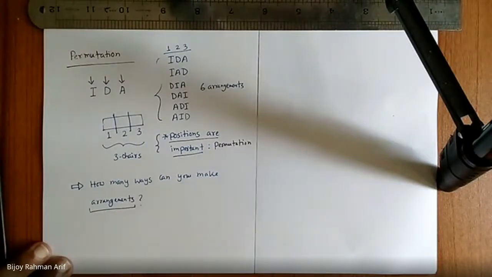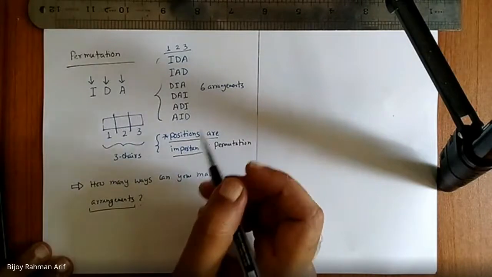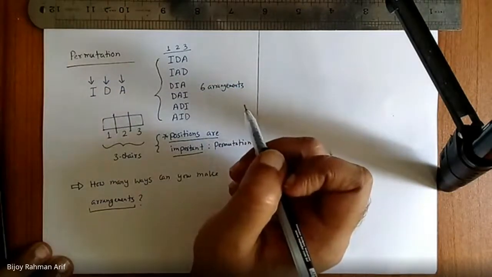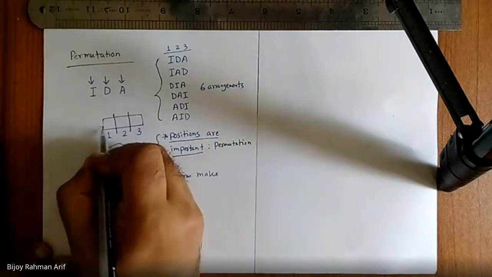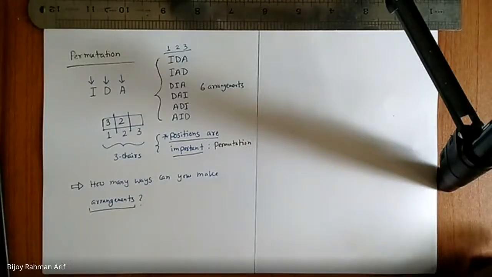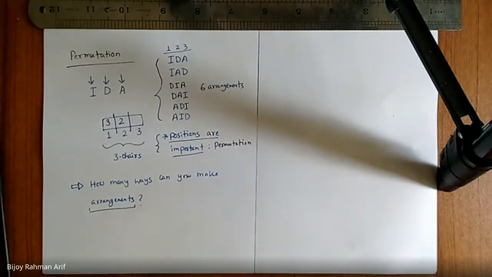Now, some of you gave the correct answer, that's 6. How do you come up with the correct answer? What is the logic? In the first box, there are 3 options, and in the second box, after selecting one, there are 2 options. But saying 3 into 2 is not a logic, it becomes memorization. Why are you going to multiply?